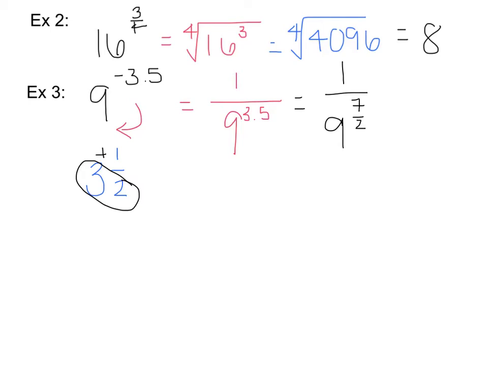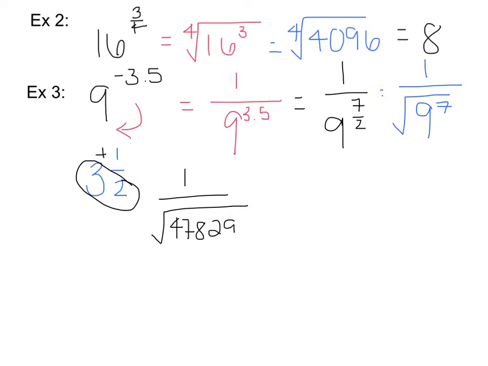Rewrite that. So it becomes the square root of 9 to the 7th power, all over 1. Again, pick up your calculator. 9 to the 7th power, a very big number, that's okay. So it gives me 1 over the square root of 4,782,969. And then all we have to do is take the square root of that, and it gives us a final answer of 1 over 2187.